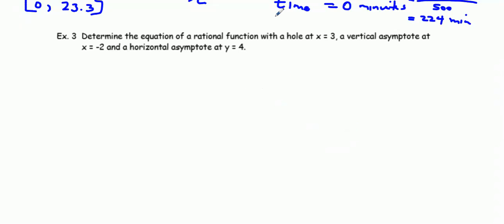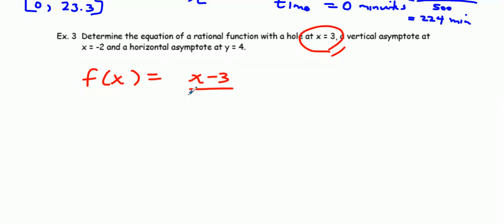If you have a horizontal asymptote at y equals 4, then this cannot be a reciprocal function. It can't be a reciprocal linear or reciprocal quadratic, because they all have horizontal asymptotes at y equals 0. So this is probably going to have a linear factor. Well, it definitely has a linear factor that we are going to cancel. And so we would start with f of x equals x minus 3. That's the linear factor that gets canceled that creates the hole.